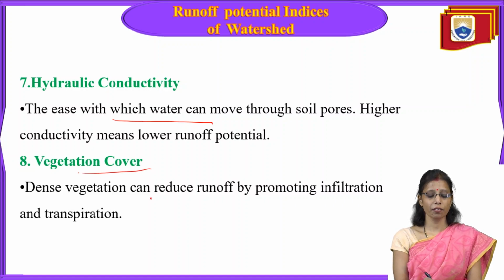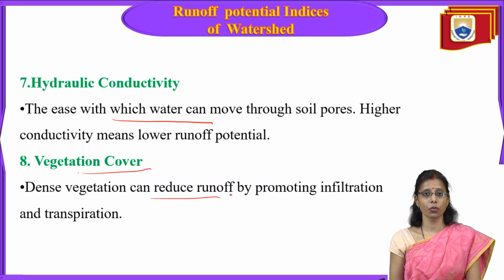Now, vegetation cover. Dense vegetation can reduce the runoff, as I said before also. Wherever you find dense vegetation, it will reduce the runoff of water, and it will promote infiltration and the transpiration rate in such regions. If you want to know the water condition or the presence of water in an area, just see the map of that area. If it has more vegetation, like forest, agriculture or any kind of plantation, that means that area does not have a water problem.